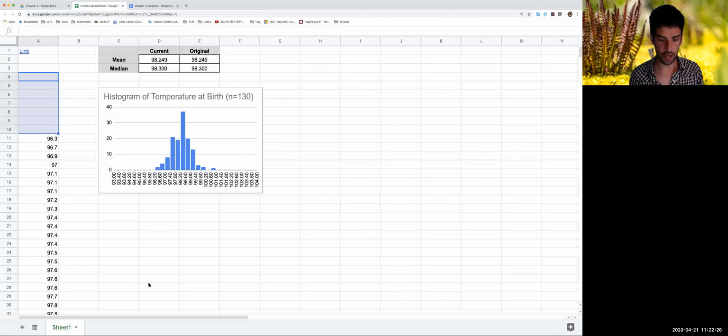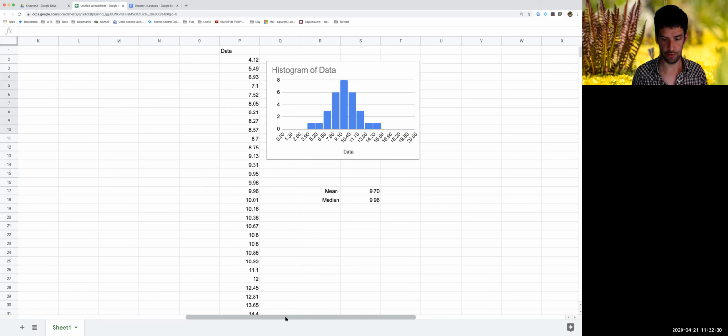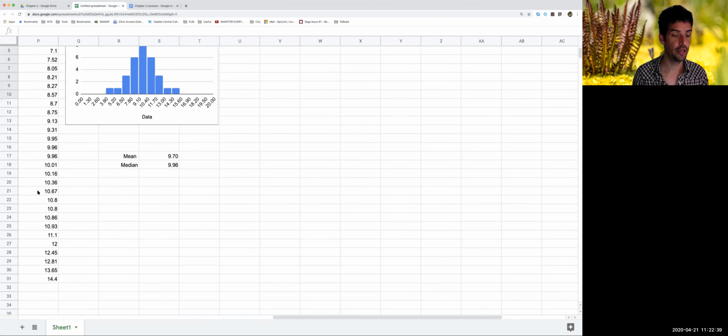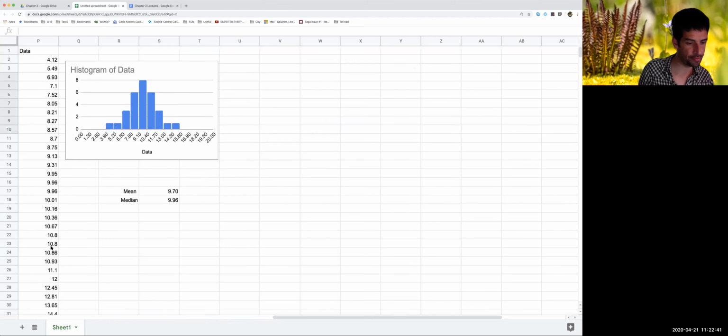Okay, one more example here. Same sheet. Now I've got some data that I made up, or at least had a computer generate for me. So I've got 30 pieces of data here and a histogram, and I've made this histogram appear perfectly symmetric.